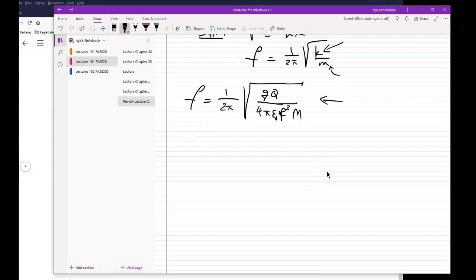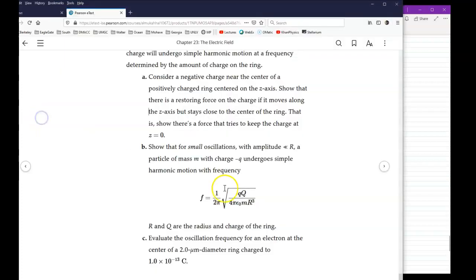Okay, good. Part C, I'm going to leave it to you to do it. He said evaluate the oscillation frequency, this one right here, for an electron. So the mass here is an electron, 9.11 times 10 to the negative 31, at the center of a 2 micrometer diameter ring. Okay, so remember, this is the ring. Remember, this is nanotechnology, so everything is really tiny. So the ring is 2 micrometer.